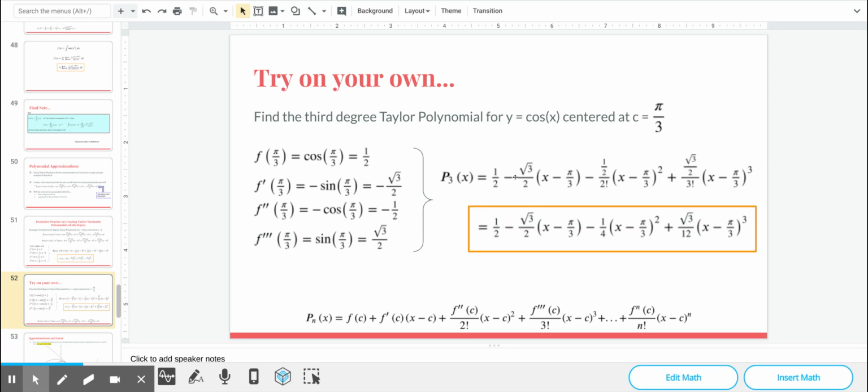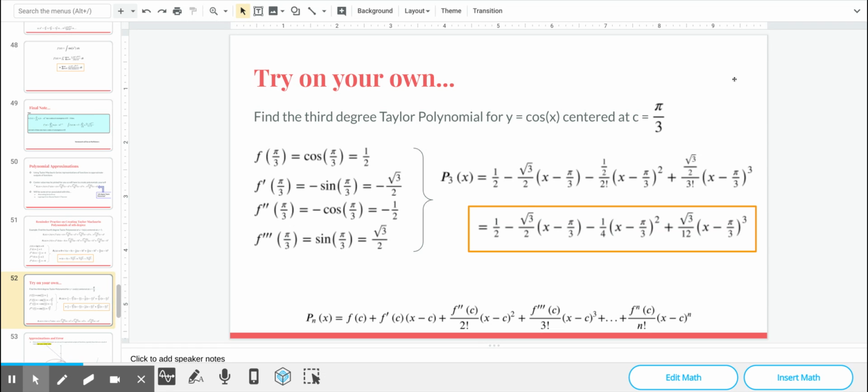So here's your first degree. That's really technically over 1 factorial, but we don't need to write that. Then you've got your negative 1/2 over 2 factorial, and your square root of 3 over 2 over 3 factorial. And then you can simplify all of that down to here. Okay. So this polynomial would approximate cosine for values that are close to pi over 3.